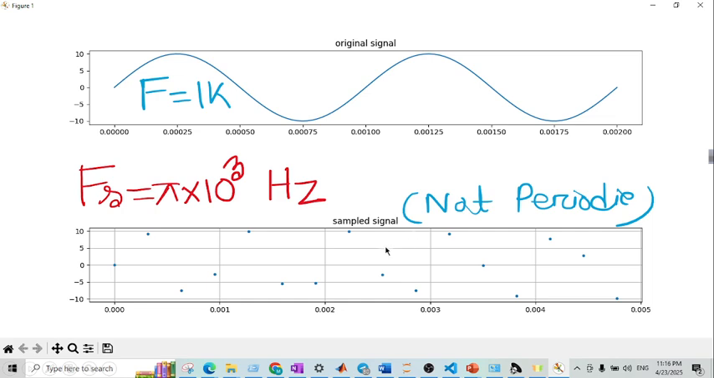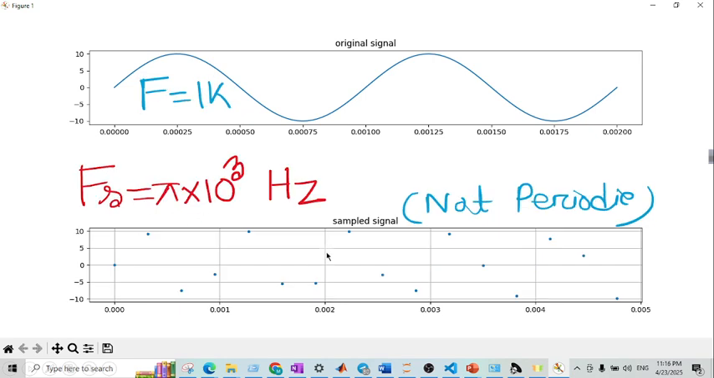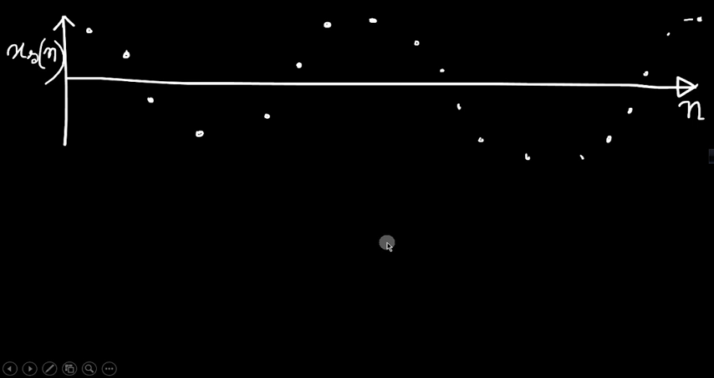And if you observe carefully, here Fs is pi into 10 to the power 3, and here Fs is 5 kilohertz. That means the different Fs makes the sample signal one periodic and another not periodic. So let's see why this thing happens. So this is our sample signal, a discrete signal.